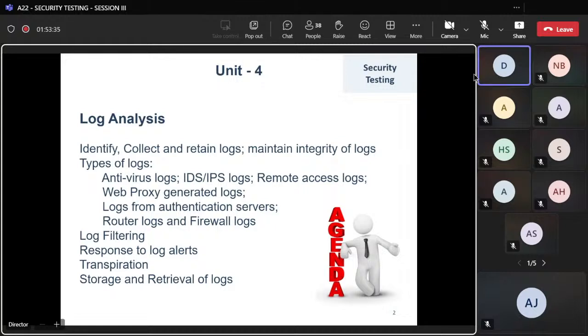So the next topic we are going to cover is log management. So basically a kind of log analysis, and what is the process that is used to identify, collect and retain the logs and the various types of logs, antivirus logs, IDS, IPS, remote access logs, and then the procedures that are used for log filtering and responses to log alerts. So like that, we are going to discuss log management in the next chapter.